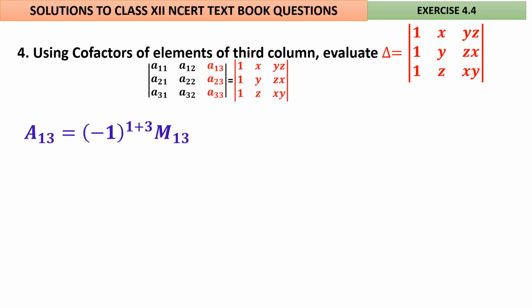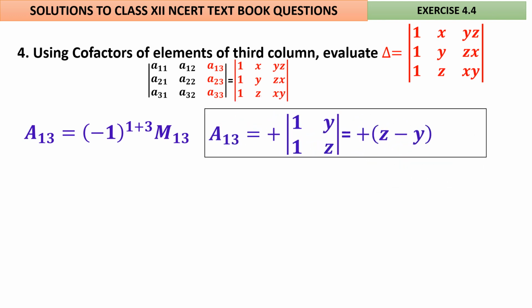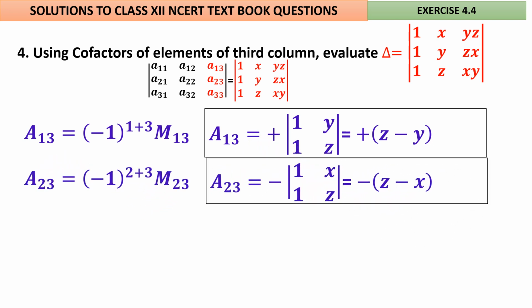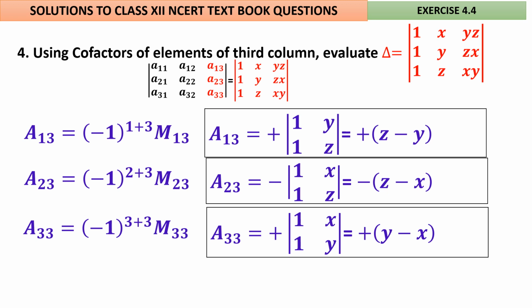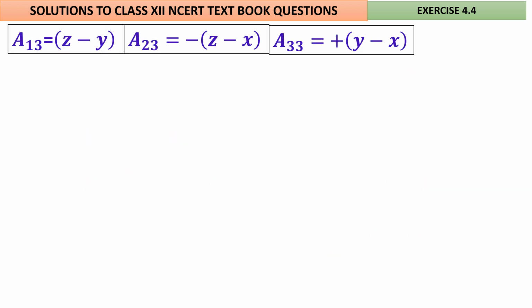I will first find A13. It is positive. Remove the first row and the third column. 1y, 1z, therefore z minus y. A23, remove the second row and the third column, minus of 1x, 1z, minus of z minus x. You can write it as x minus z also, no issue. A33 plus of third row, third column is to be removed. You will get 1x, 1y, therefore it is y minus x. Now you got these values now.